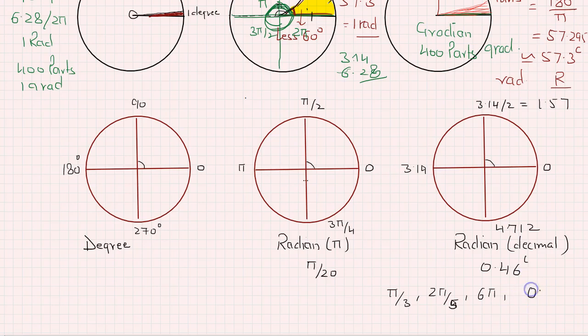But when we write 0.23, either we write RAD or we write a superscript c, 0.23 c. It means it's a radian. C stands for circular measure. That's why we write it this way.